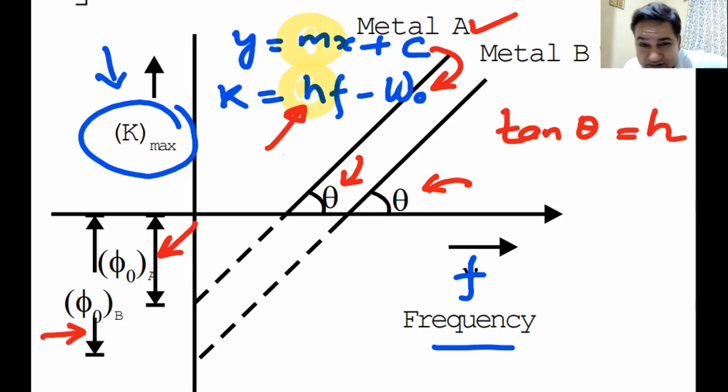Do not forget this in your entire life till you give your NEET exam, because this question comes and this will be the thing that they will ask. Tan theta will be equal to h. Yes or no?